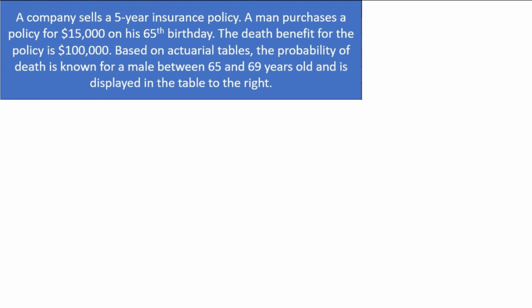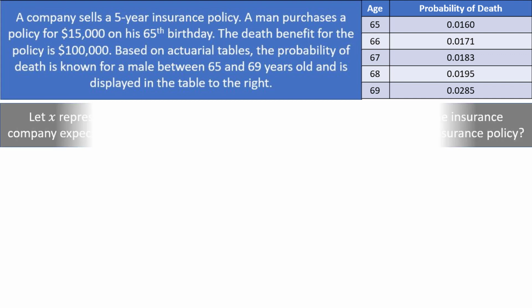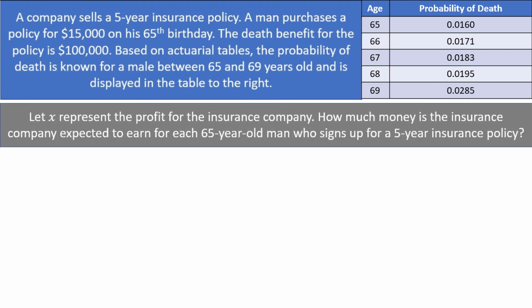Based on the actuarial tables, the probability of death is known for a male between 65 and 69 years old and is displayed in the table on the right. The chance that any random 65-year-old male dies sometime between his 65th and 66th birthday is about 1.6%. For between 66 and 67, it's about 1.71%, etc., all the way down through 69. Let X represent the profit of the insurance company. We want to know how much the insurance company is expected to profit for each 65-year-old man who signs up for a 5-year insurance policy.